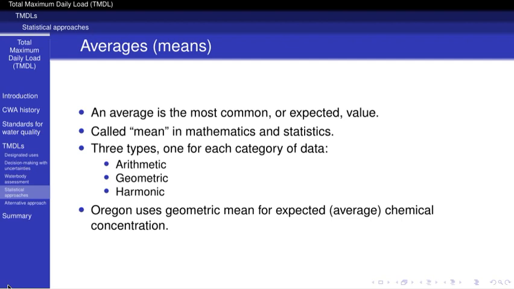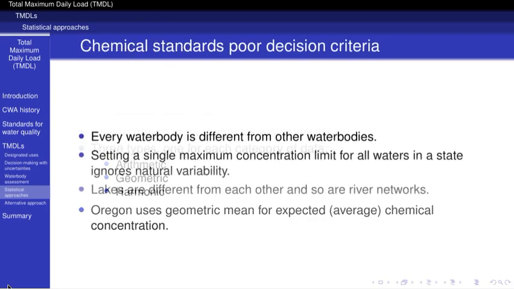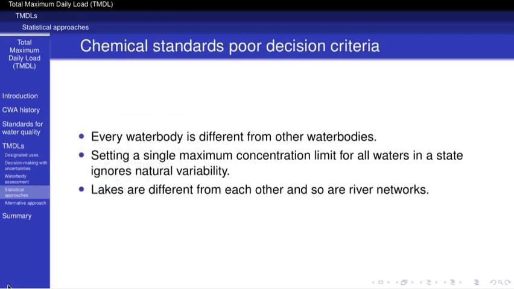Oregon uses the geometric mean for the average of water constituent concentrations when the arithmetic mean should be used. When states or the EPA set a single maximum concentration limit for a pollutant in all waters of the state, they ignore natural variability. In Oregon, for example, having the same maximum applied to Crater Lake, Lake Oswego, the Malheur River, and the Willamette River ignores how different each is from all other water bodies.